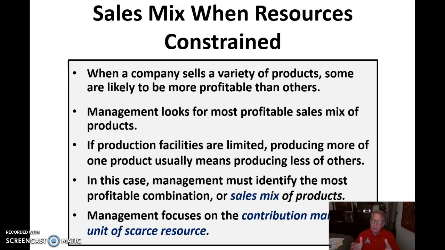Anyway, if our production facilities are limited, producing more of one product usually means producing less of another if we're at capacity. In this case, the management must identify the most profitable combination, or sales mix, a new terminology for some of you, of those products. We're going to focus on the contribution margin per unit of the scarce resource. Okay, I'll say that again, just be sure you've got it.